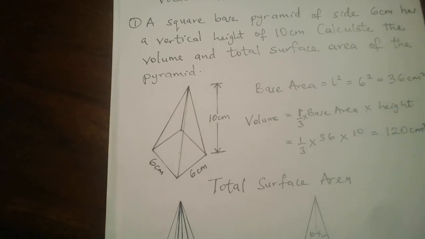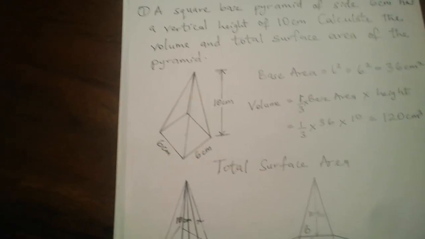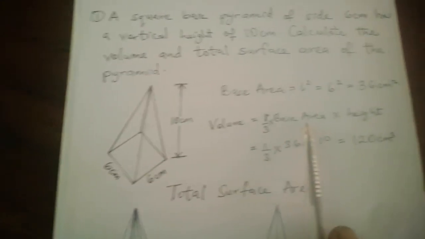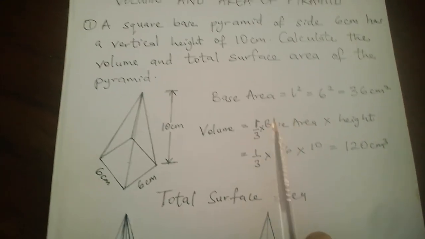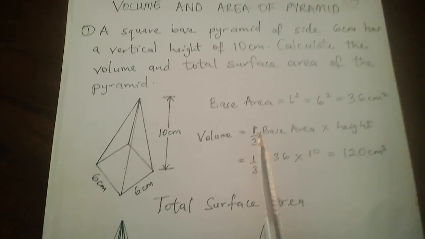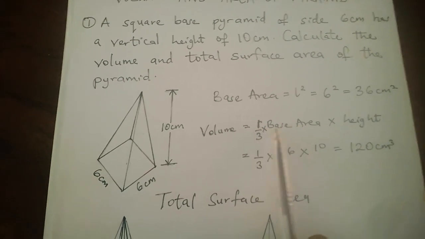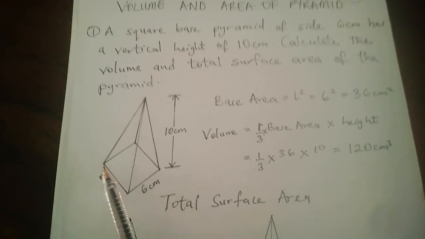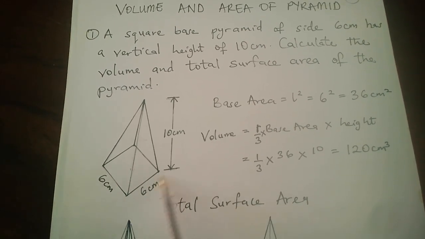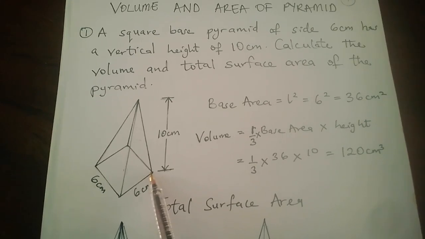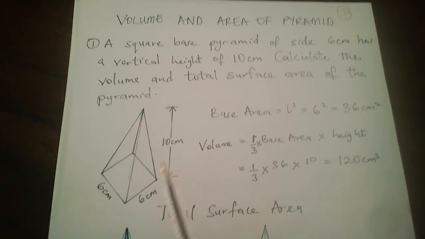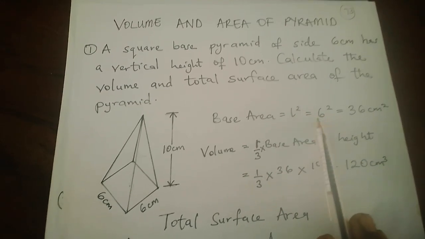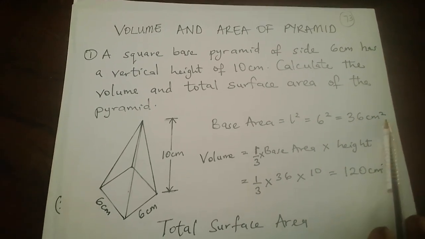First of all, let's look at the volume. The volume of a pyramid is 1/3 base area times height. So we need to get the area of the base. The base happens to be a square, so the area of the base is length squared, which is 6 squared, giving us 36.